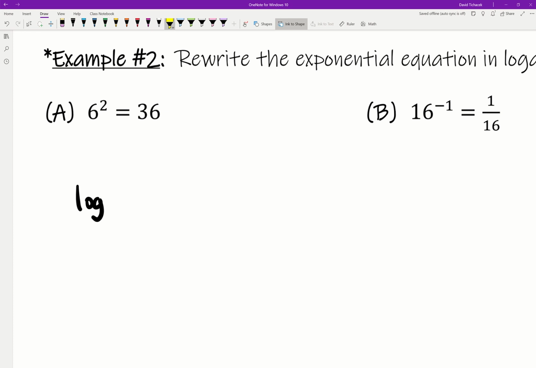But we now need to remember that the base of the exponential is the exact same as the base of the logarithm. And so if the exponential has a base of 6, then the logarithm is also going to have a base of 6.